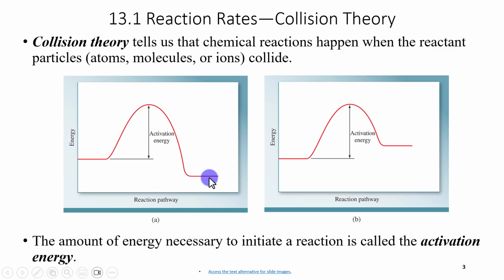There's one thing that really affects it, and we'll talk about it. Note the difference between these two curves. Here, my products are lower in energy than my reactants. This is an exothermic reaction, whereas here, my products are higher in energy than my reactants, and this is really an endothermic reaction. So this is an illustration of an endothermic reaction. I want you to remember, though, that all reactions have some sort of activation energy that is needed to initiate the reaction.